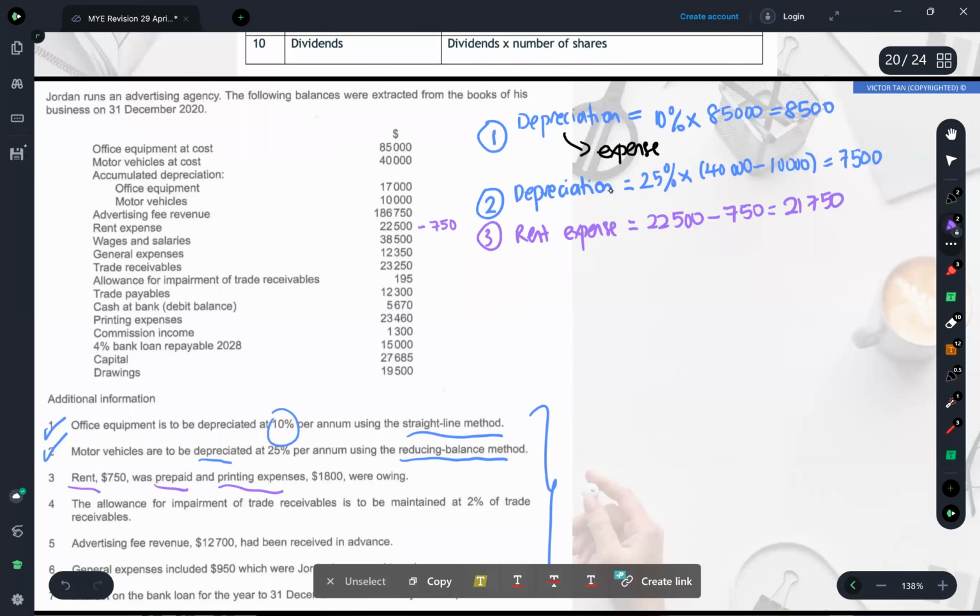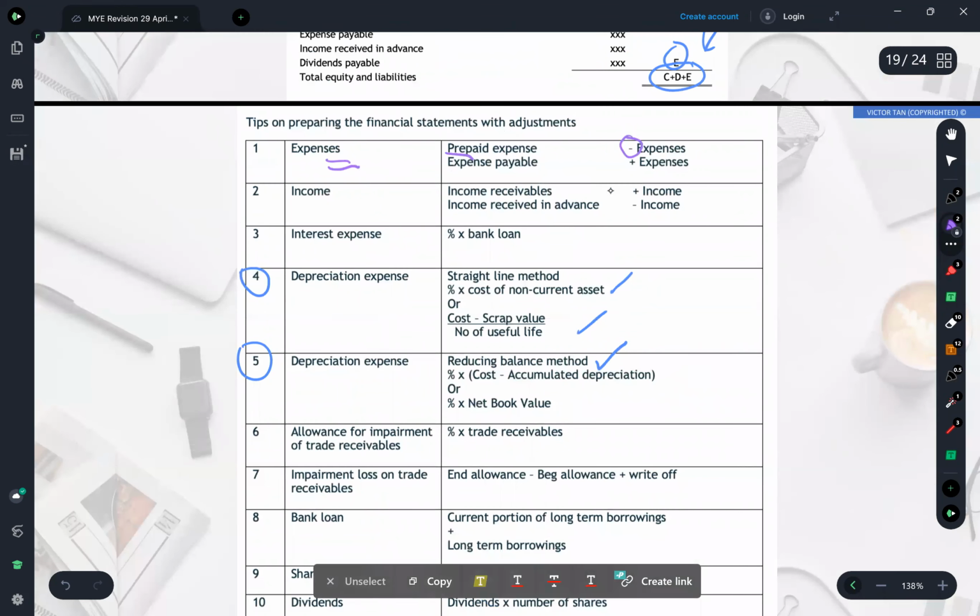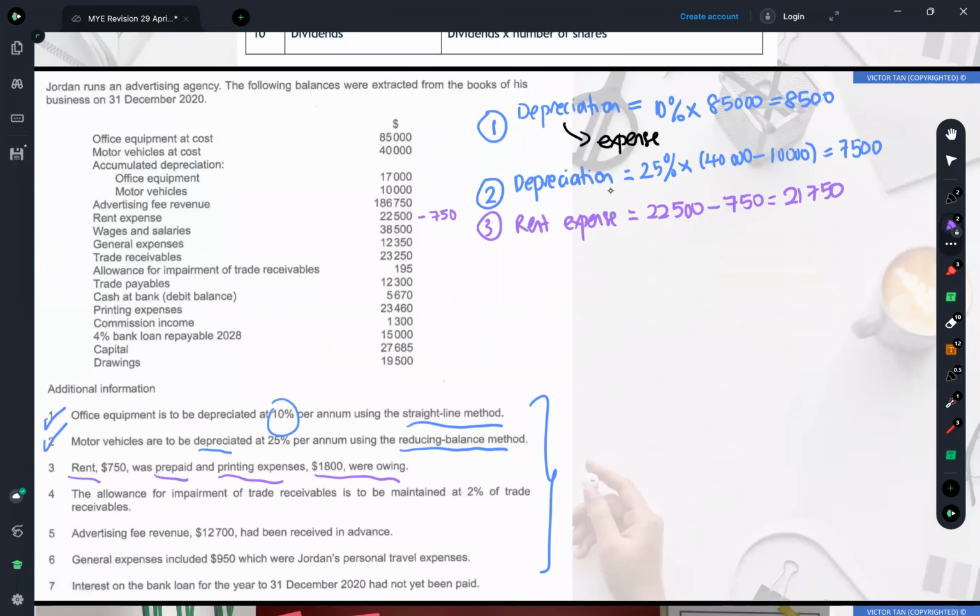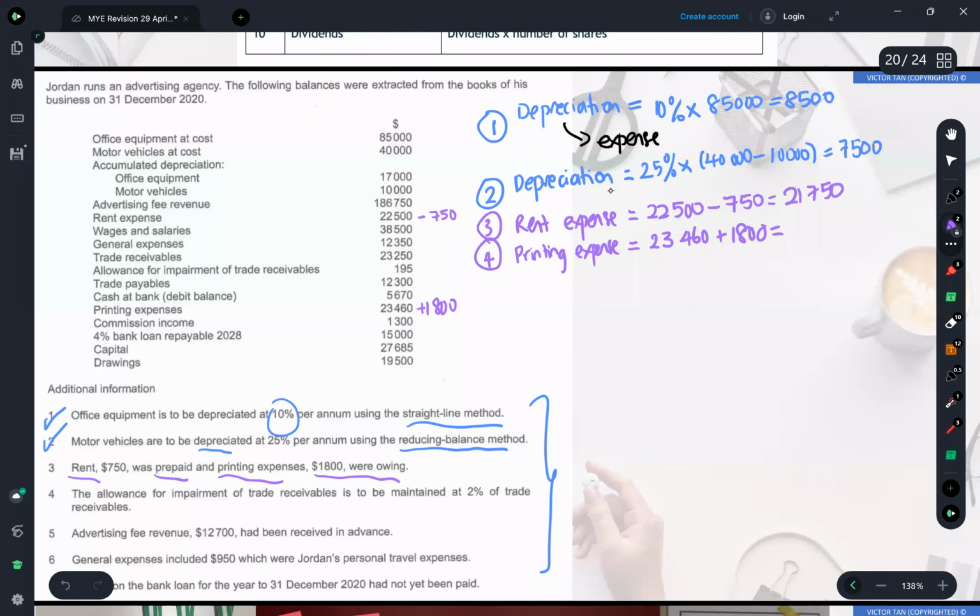So I have another expense. Printing expense was owing. Owing means you need to pay the person. It's a liability. Okay. So just now I mentioned if it's a liability, it's a payable. So same thing, this is an expense, but it's a payable now. So you need to pay the person, liability. So you need to plus. So your printing expense is here. You need to plus 1,800. So there are only two kinds of expense. One is prepaid and one is a payable. Okay. So this is your printing expense. So it's 25,260. I'm done with number 3.